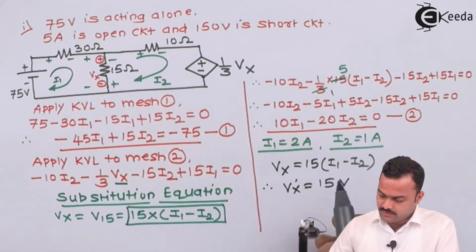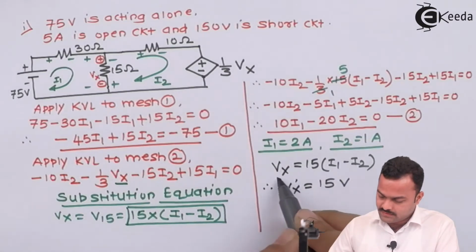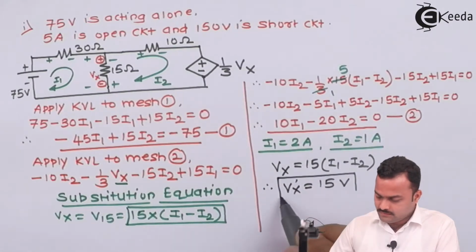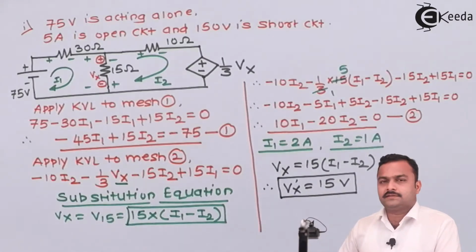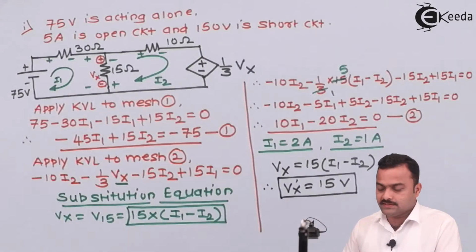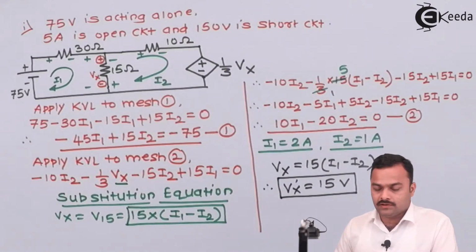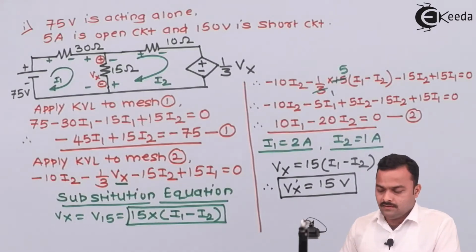And this is because of the one source acting alone, so Vx dash will be the suffix. So we get the answer Vx' as 15 volt just by considering the effect of 75 volt acting alone. Let's go ahead and take the effect of 5 ampere.